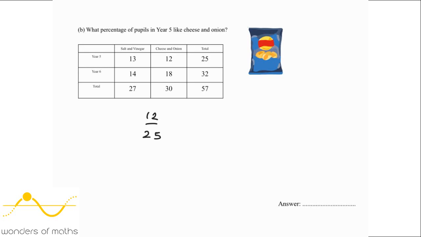We can't stop there, however, as in the question it's asking for us to express the final answer as a percentage. As you may remember from class, there are several ways of converting a fraction into a percentage. In this case, the denominator is a factor of 100. Therefore, we can multiply both the numerator and the denominator by 4. This gives us 100 on the denominator and 48 on the numerator. The reason we do this is because a percentage is just a part of a number expressed out of 100. So now we can see that 48% of the pupils in Year 5 like cheese and onion.